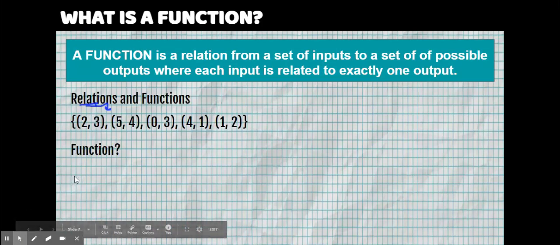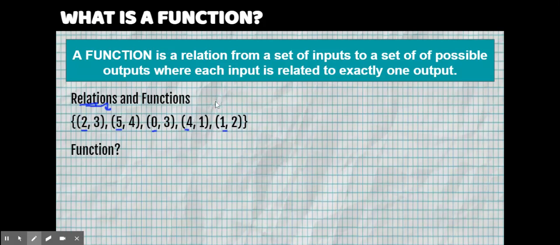Well, to check for a function, remember, you need to go through the X values. 2, 5, 0, 4, 1. Those are my X values. Remember, the X value is the first value in an ordered pair. And then my 3, my 4, my 3, my 1, and my 2 are my output values.